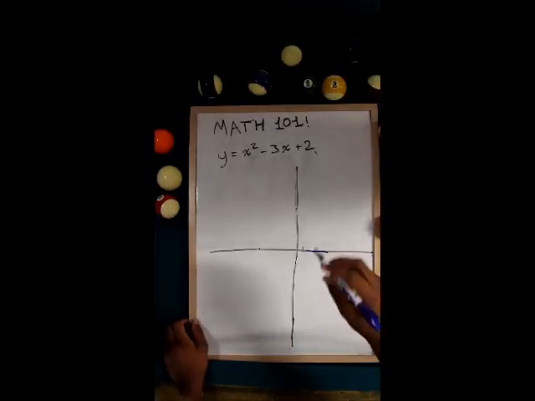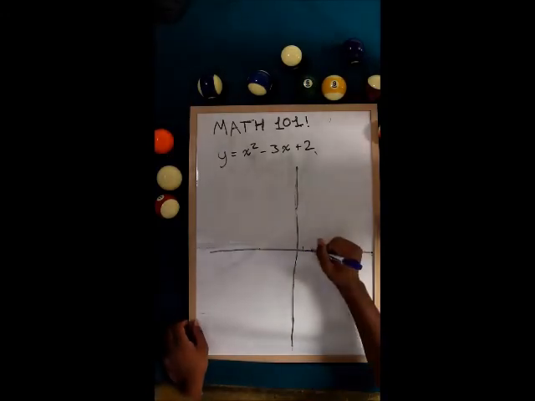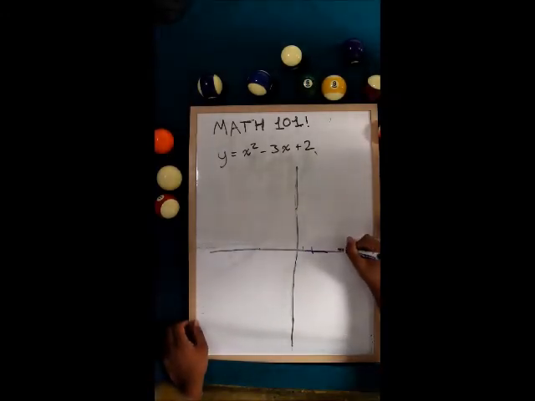Alright, so now we know that our x-intercepts are 1 and 2, so we mark 1 down here.